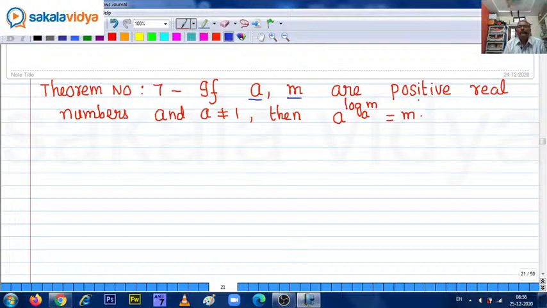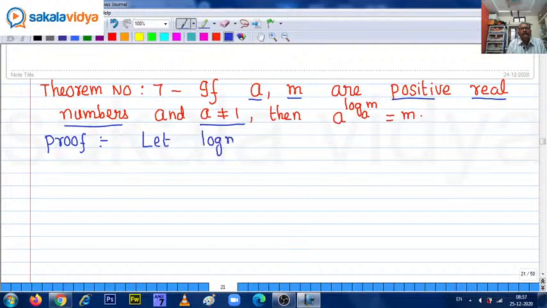Now, if a, m are positive real numbers, a does not equal 1, then a to the power of log m to the base a is equal to m. Let us prove it. First, let log m to the base a equal x. This is the logarithmic form. We can change it into exponential form, so we can write a raised to x is equal to m. Say equation 1.